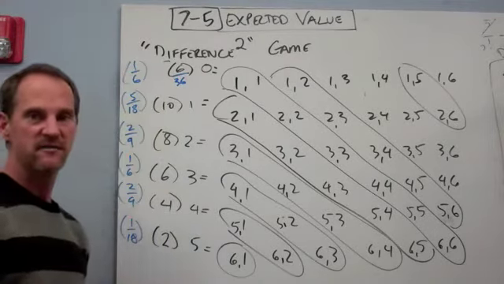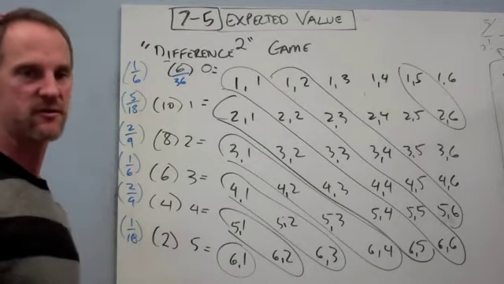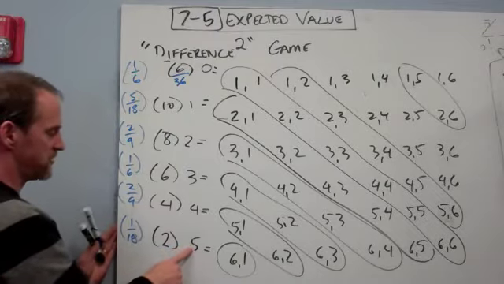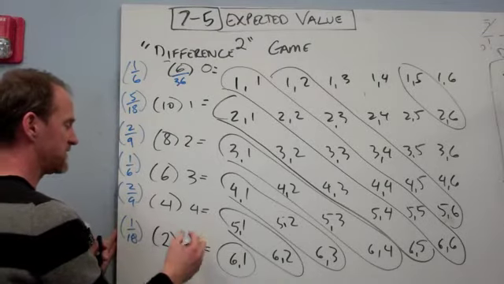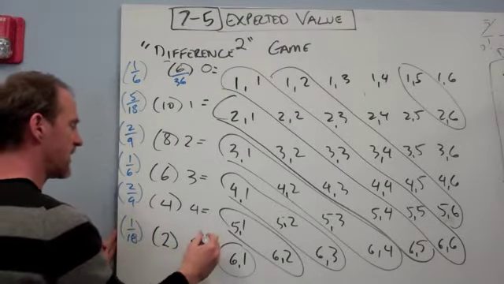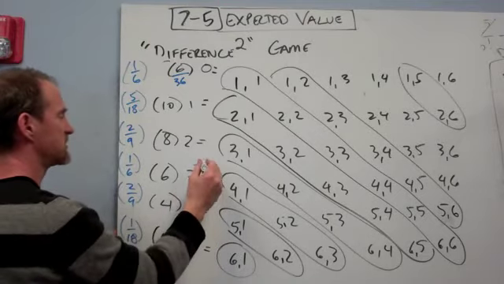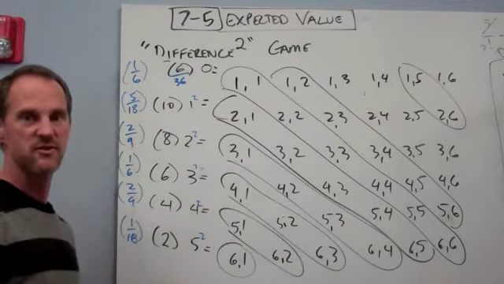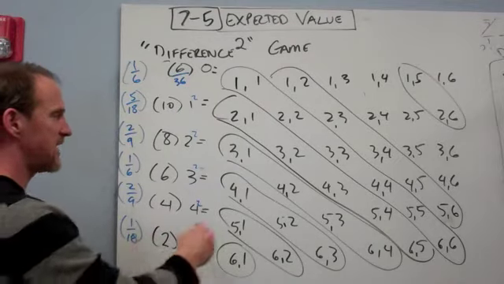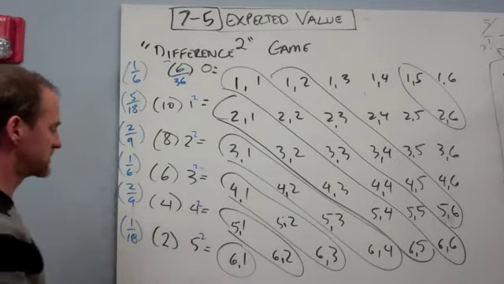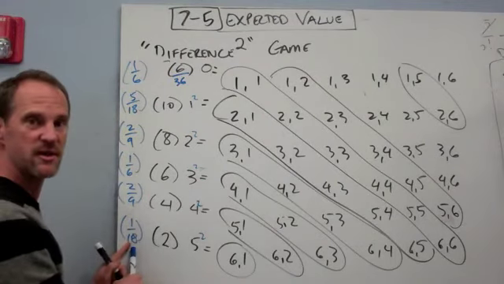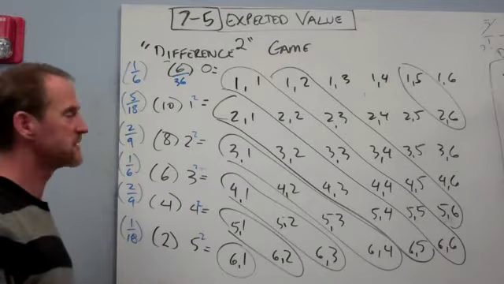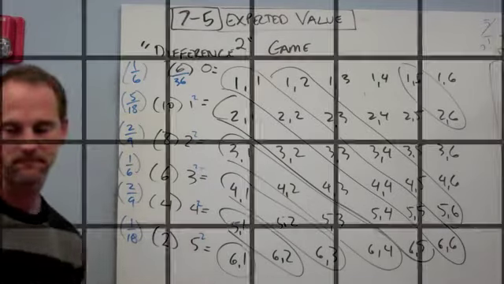Now, with expected value, it's all about the probability of a particular event multiplied by its value. So the value of this would be 5 squared, which is 25. 4 squared would be 16. 3 squared would be 9. 2 squared would be 4. 1 squared is 1, and 0 squared is 0. So to find the expected value of any one of these, I just simply multiply the probability times the value. So I'm going to pause it, come back, and I'll tell you what those are.